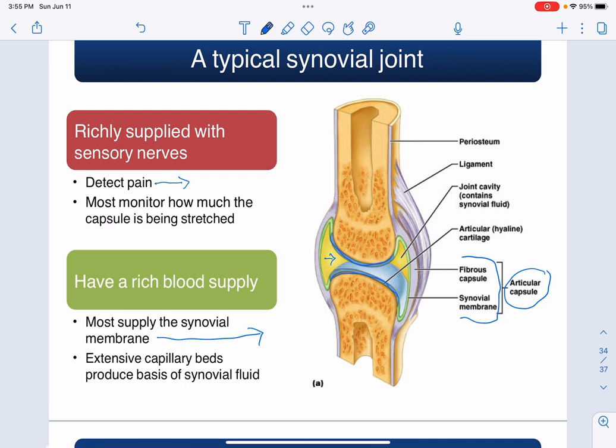around that joint. And then the last thing is there's going to be a ligament that is also going to surround that synovial joint, because again, this is a very movable joint and we want to have as much stability and protection around that joint to protect it from injury.